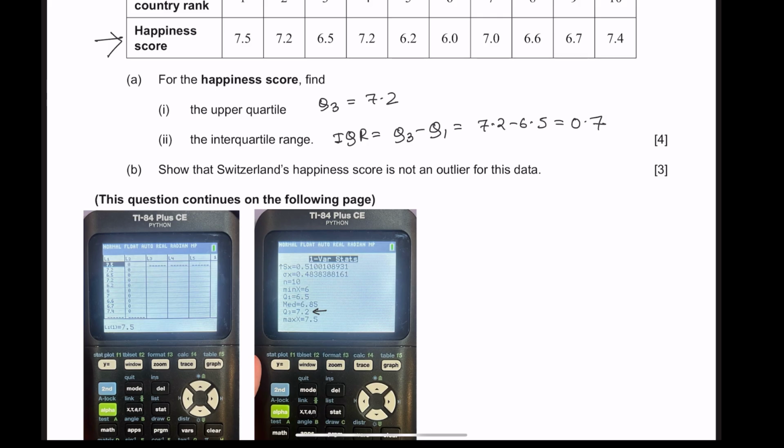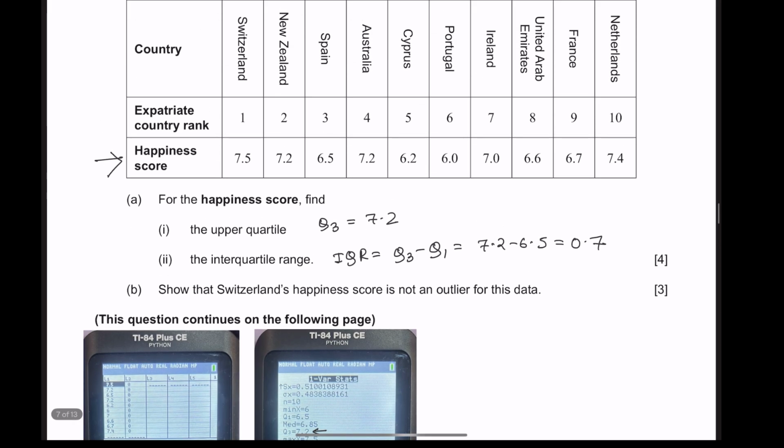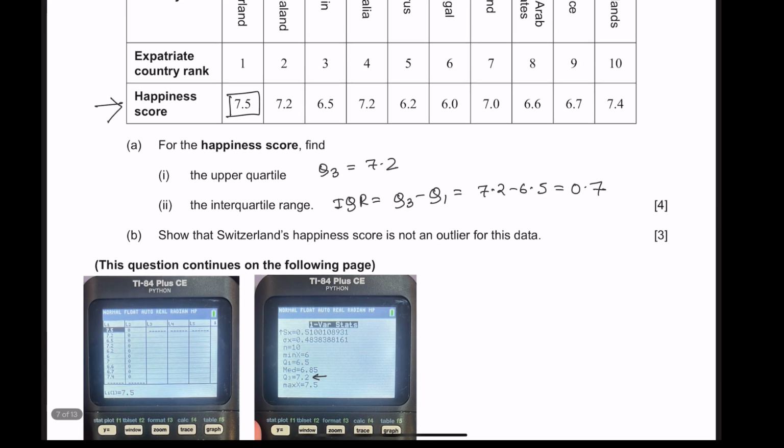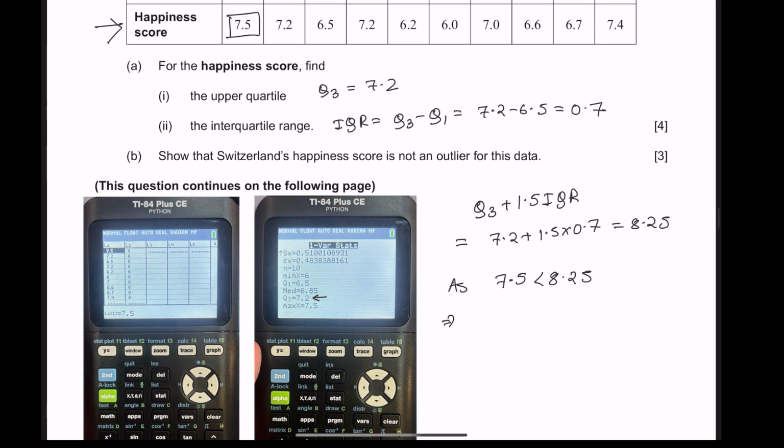Now we have to show that Switzerland's happiness score is not an outlier for this data. Switzerland's happiness score, we have to first find that. So Switzerland, yeah, it's 7.5, correct? Now 7.5 is bigger than the upper quartile 7.2, right? So we have to check Q3 plus 1.5 IQR, how much this value is, whether 7.5 is less than this value or not. Q3 is 7.2 plus 1.5 times 0.7. It should give you 8.25, right? Now as 7.5 is less than 8.25, Switzerland is not an outlier.